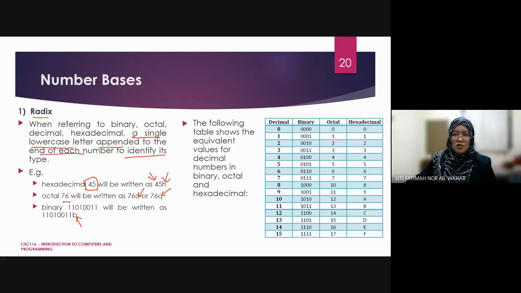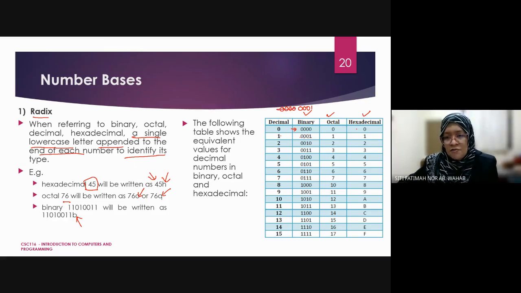So this table shows you the equivalent values for decimal in binary, octal, and hexa. We use only 4 bits first. Let's understand this. 0 is 0, 0, 0, 0. Of course, octal is 0, hexa is 0. 1, binary is 0, 0, 0, 1. If only 4 bits, it is 0, 0, 0, 1. But if it is 8 bits, it will become 0, 0, 0, 0, 0, 0, 0, 1.